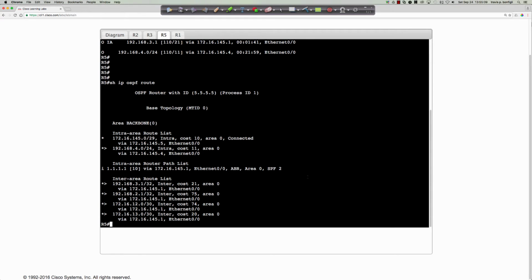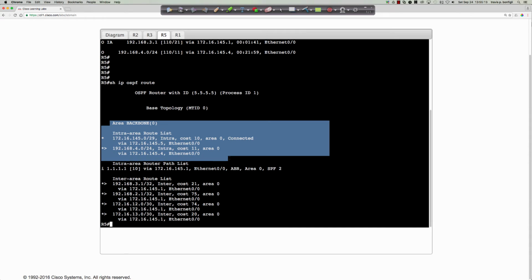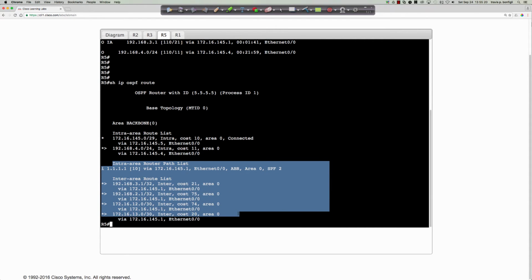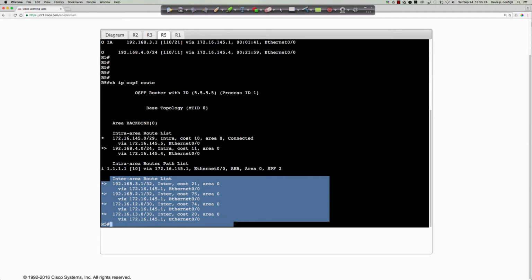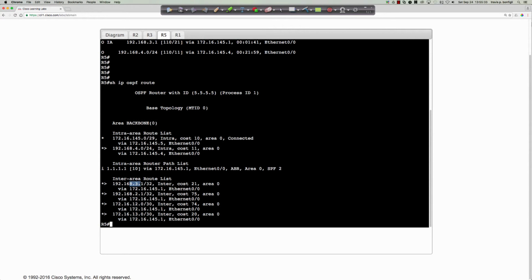And this actually gives us a breakdown. This is a really, really nice command. It tells me what backbone area information I'm getting, and then the intra area path list, but then the inter area route list, right? So we get the intra area information, but then we get the inter area information. And on router 5, this inter-area information would come in as a type 3 LSA. Let's see if that's the case.